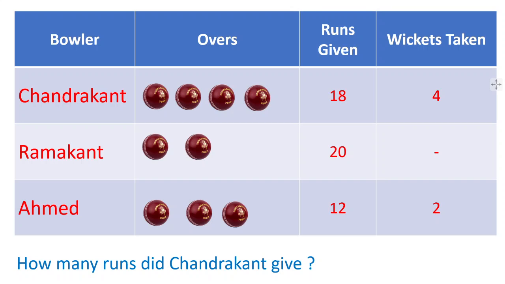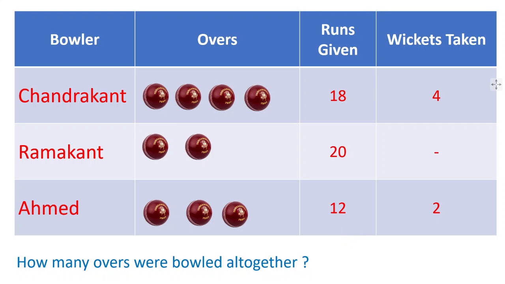How many runs did Chandrakant give? Chandrakant gave 18 runs, correct? Okay. How many overs were bowled altogether? So we have to count all these. Here there are 4, here 2, here 3. 4 plus 3 plus 2 is equal to 9. Correct?